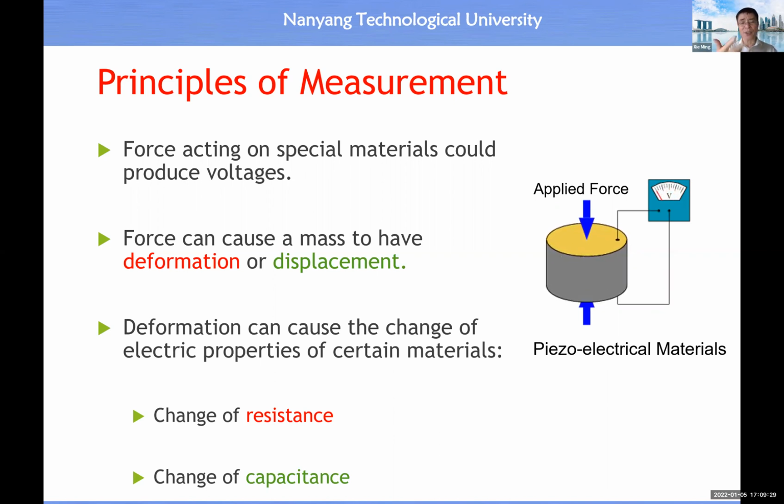Here we will basically focus on the use of change of resistance to guide the design of a force sensor, because in the video you will see a typical product which makes use of this principle in which force produces deformation.